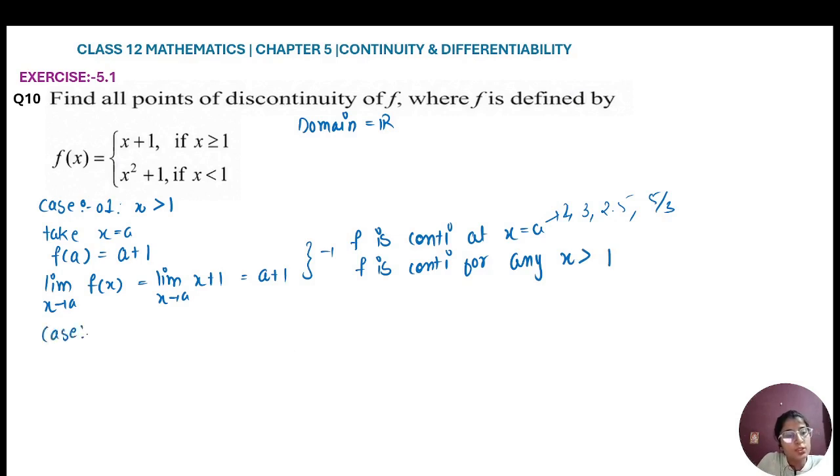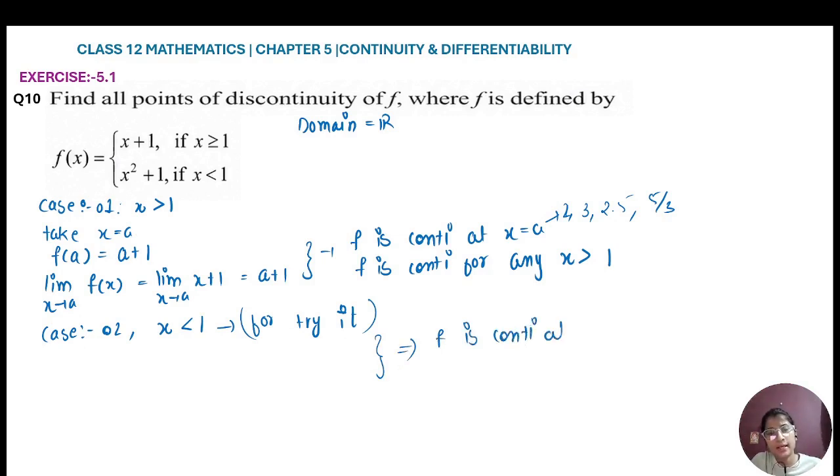Now case 2. In case 2, we have to check the continuity when our x is strictly less than 1. Here also we have to do the same thing. Try it by yourself. I will tell you the answer, and it's the same as we did in case 1. You have to take x less than 1, and your function this time will be x square plus 1 instead of x plus 1. Find your function value and your limit value, and you will come to know that they are the same. So from here also you will get that f is continuous at any x less than 1.